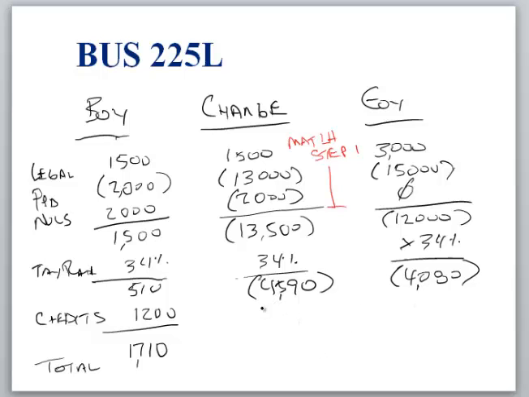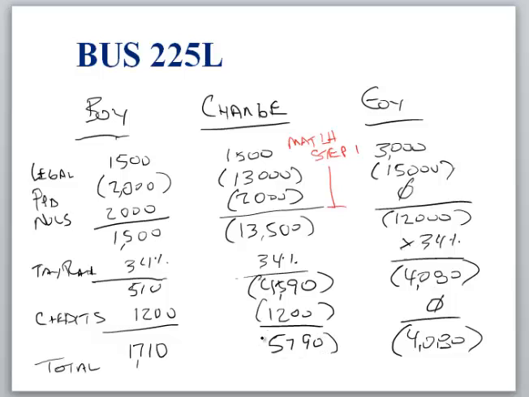So my credits got used. So I'm going to say that those went away. I have no more credits at the end of the year. So that means at the end of the year, I have a DTL of 4080. And during the course of the year, my deferreds change by 5790. Okay?